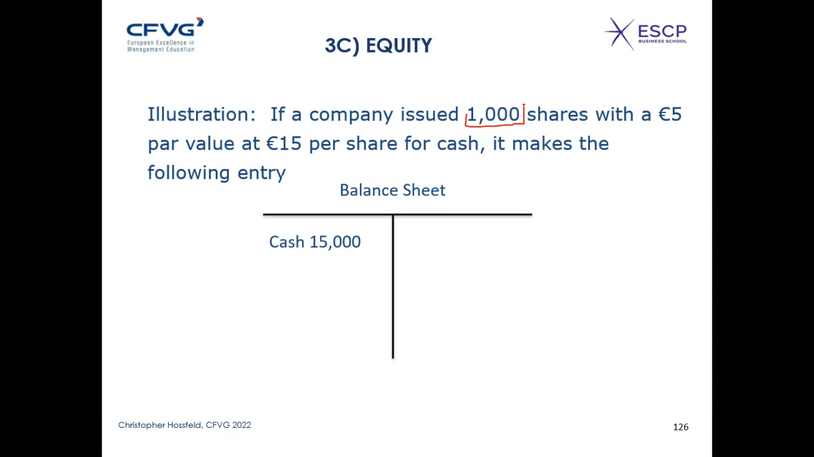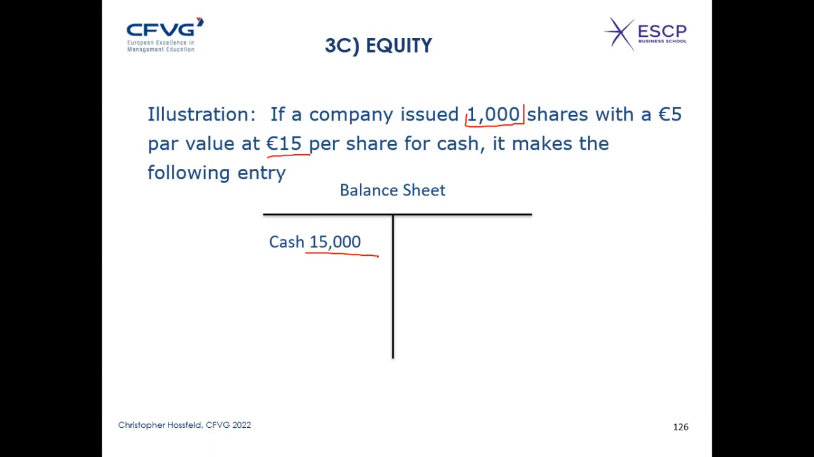Okay, all of this is very nice. Now let's go back to the accounting. So we issue 1,000 shares. They have a par value of 5 euros, and the selling price is 15 euros. So I will cash in 15,000, 1,000 times 15. And I need to increase my equity by 15,000 because new shareholders invest money.